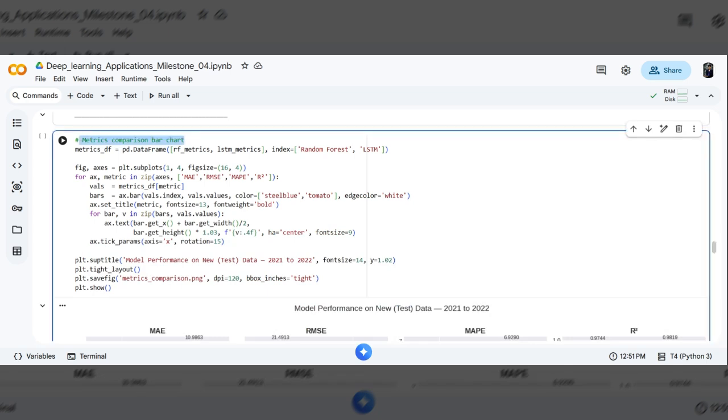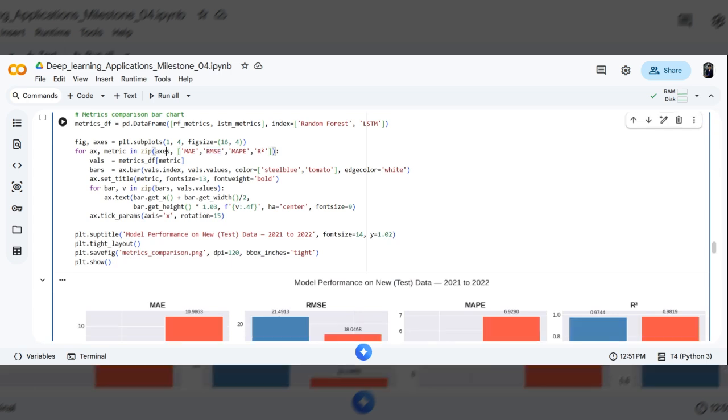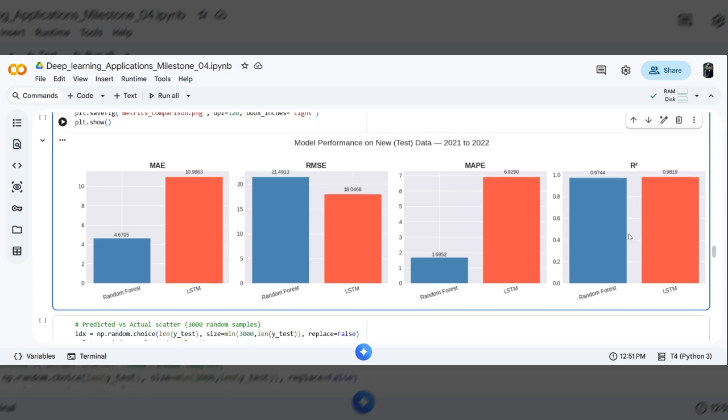And here is the metrics comparison bar chart. To clearly compare the performance, I created a bar chart showing the evaluation metrics of both models: MAE, RMSE, MAPE, and R squared. In the chart, lower values of MAE, RMSE, and MAPE indicate better performance, and a higher R squared indicates better accuracy. By visualizing these metrics side by side, it becomes easier to see which model performs better overall.